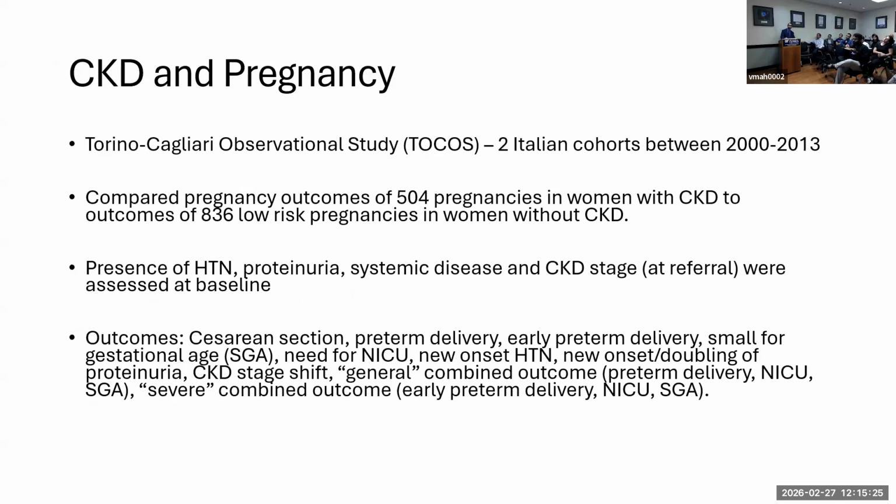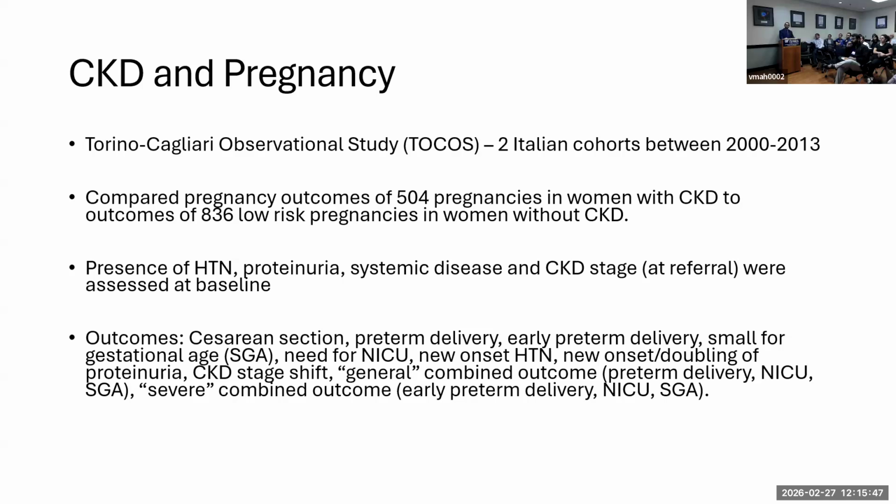So chronic kidney disease and pregnancy, some of the data, this is one of the larger cohorts. It looked at two Italian cohorts between 2000 and 2013. They compared pregnancy outcomes, 504 pregnancies in women with chronic kidney disease to 836 low-risk pregnancies. They assessed the presence of hypertension, proteinuria, systemic disease, and CKD stage at baseline.